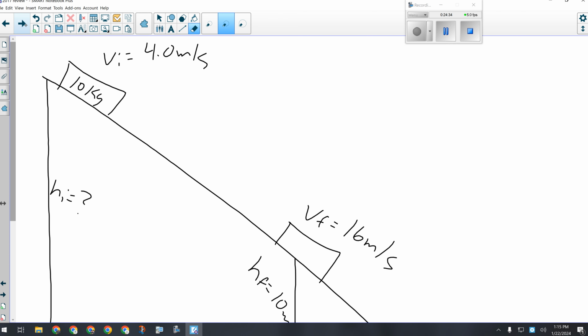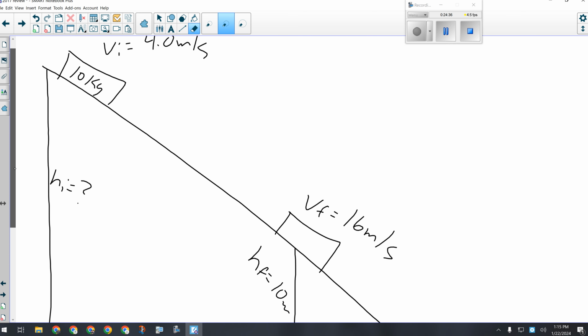Okay, let's see what we remember about this kind of question. So we have a 10 kilogram mass at the top of a frictionless incline. It is moving at 4 meters per second. A little while later, the same 10 kilogram mass is at the bottom of the incline, moving at 16 meters per second, and its height above the bottom is 10 meters. I want to know how high it was at the beginning.